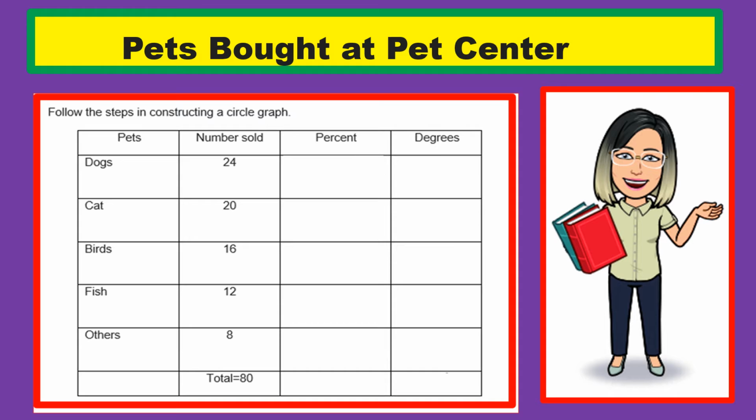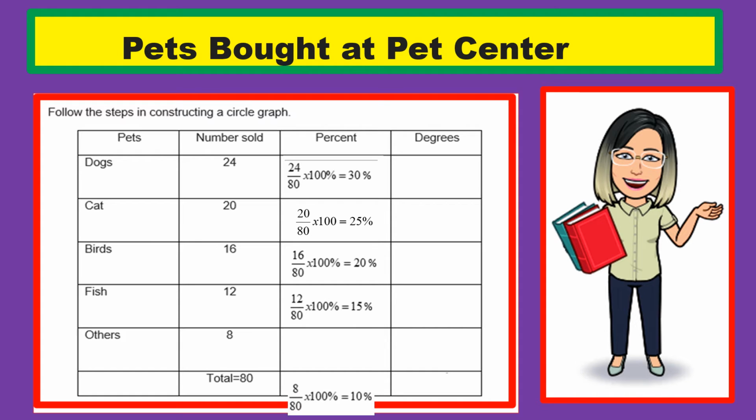Now we have our result. We have 24 over 80 times 100 equals 30%. 20 over 80 times 100 is 25%. 16 over 80 times 100 is 20%. 12 over 80 times 100 is 15%. And 8 over 80 times 100 is 10%. If we find the sum of the percent, it must be equal to 100.